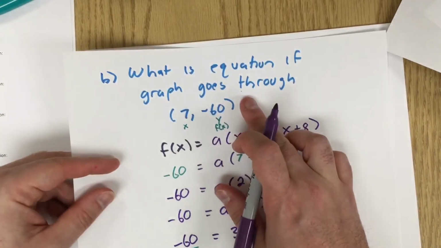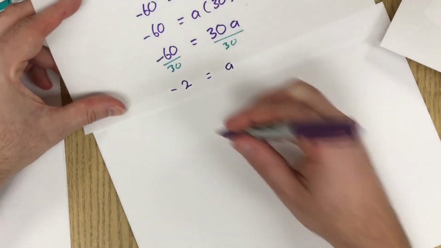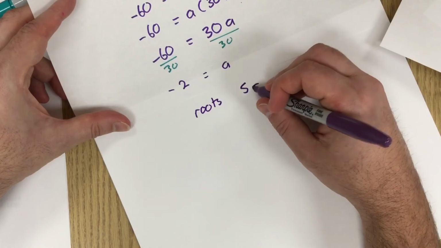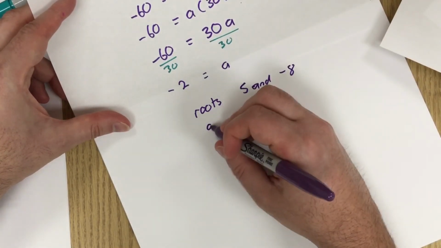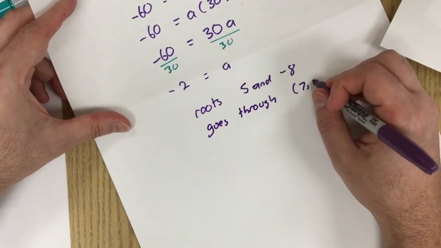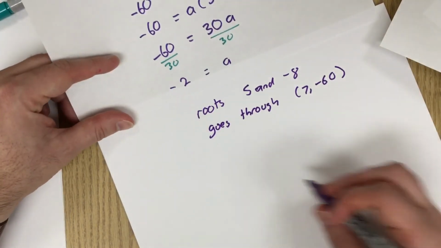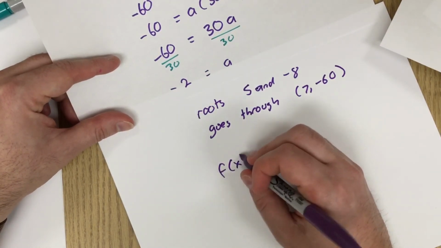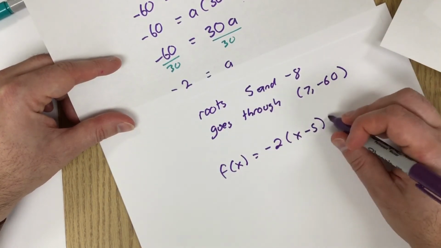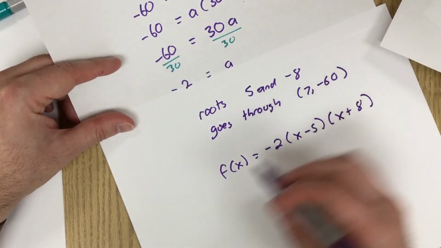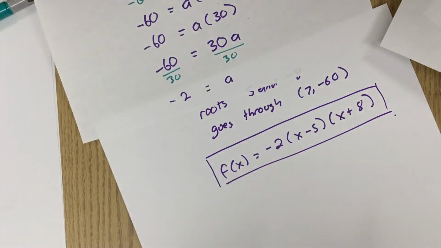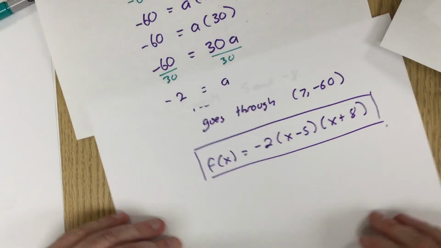So the equation, let's just summarize. So if we have roots at 5 and -8, and it goes through (7, -60), then the equation that satisfies those conditions is going to be -2(x - 5)(x + 8). And that is our answer.